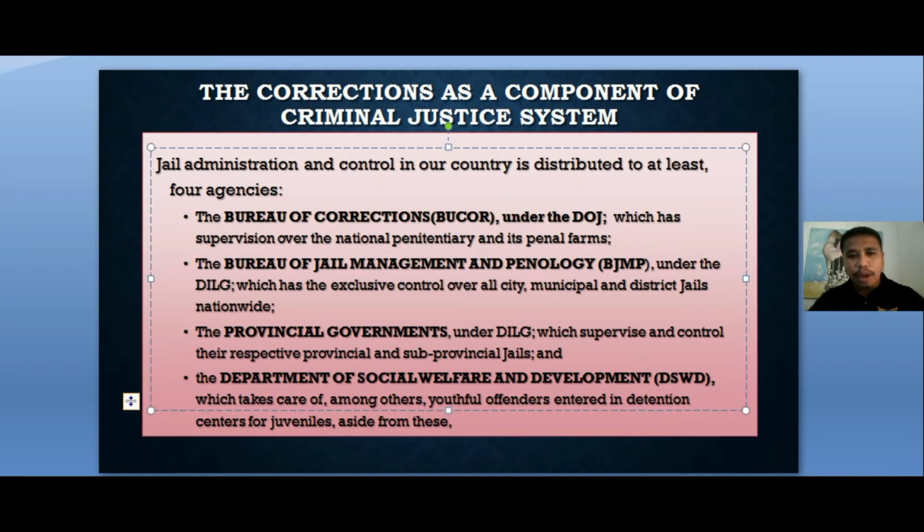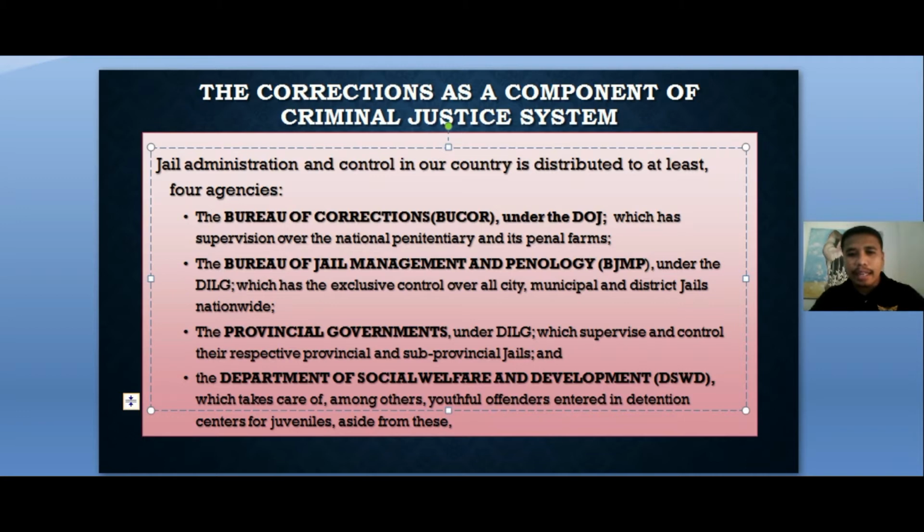At the other side, we have the BJMP, or the Bureau of Jail Management and Penology. BJMP is under the Department of Interior and Local Government. So as I have said a while ago, fragmented ang structure. Nga naman, ang BUCOR is under sa Department of Justice. Ang BJMP, on the other hand, belongs to the Department of Interior and Local Government. And DOJ and DILG are two different departments of the government. It has exclusive control over all city, municipal, and district jails nationwide.